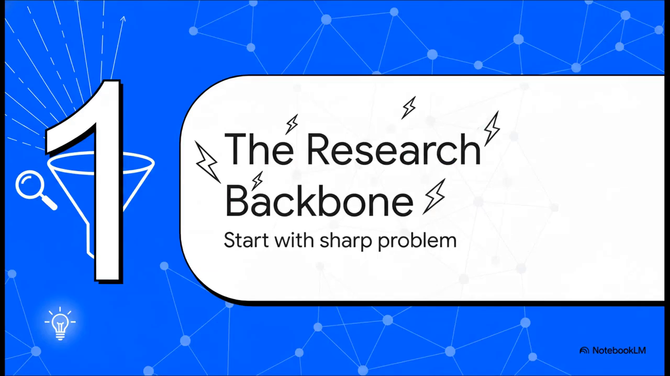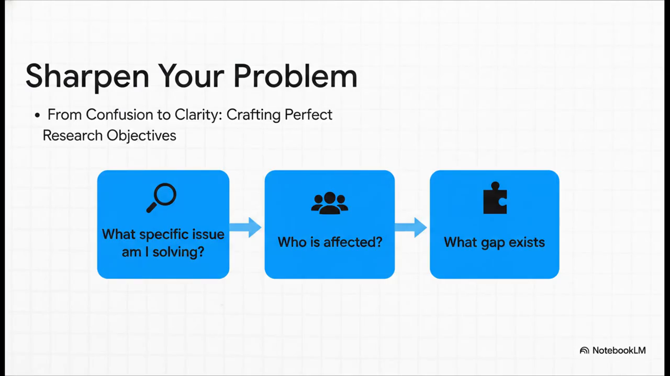All right, part 1, the research backbone. And this means we always start with a sharp problem. Now, Alex's core problem is low student engagement in online classes. But right now, it's just way too broad. The golden rule here is that everything flows from your problem. If your problem is fuzzy, your objectives are going to be fuzzy too.